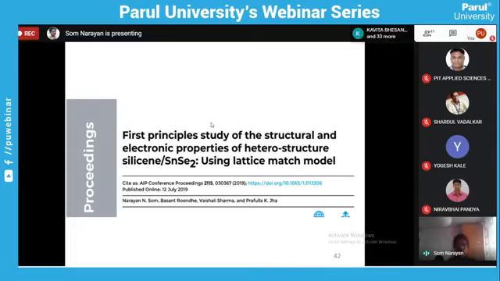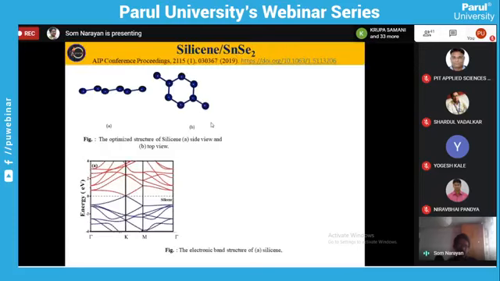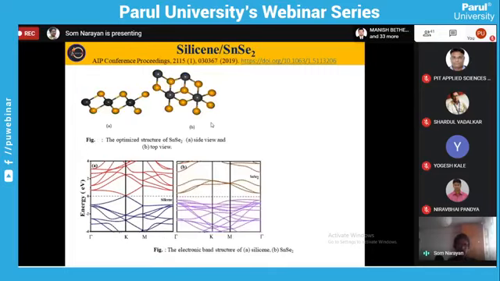Otherwise, we have to twist it, and we can make a Moiré pattern to decrease the strain between them. That's also one of the reasons. So we used SnSe2 as its band gap is nearly 0.84 eV. Silicene exhibits a semi-metallic nature, and we can see a Dirac point near the Brillouin zone K, and SnSe2 has a band gap of 0.84 eV.